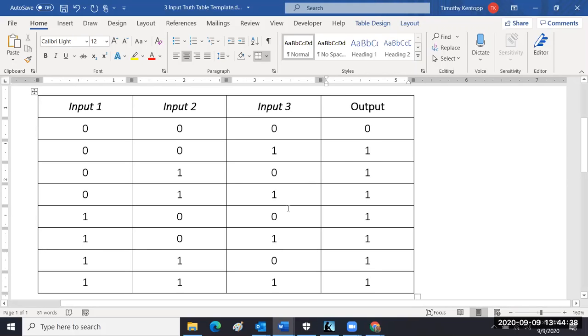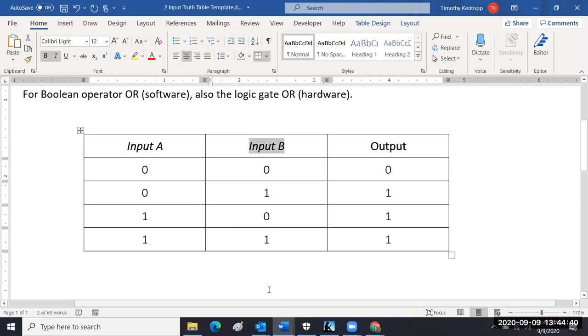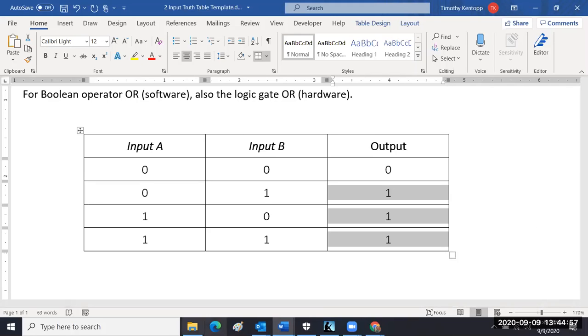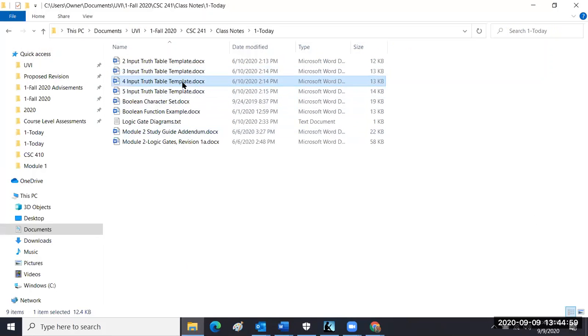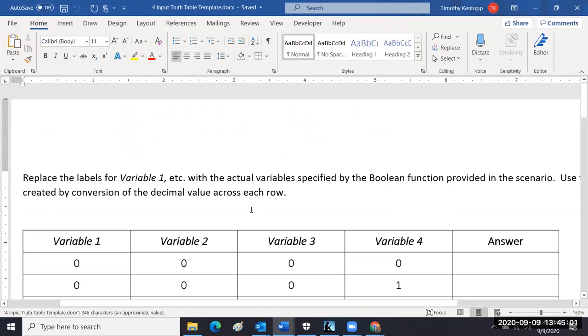See, that's interesting. Now let's do a little flip here. Here's an OR logic gate, also the Boolean operator OR, with 2 inputs. The first one is 0. What are all the rest? 1s. Well, let's take it a step further. Let's do a 4 input OR. Okay? Are you with me? Yes.